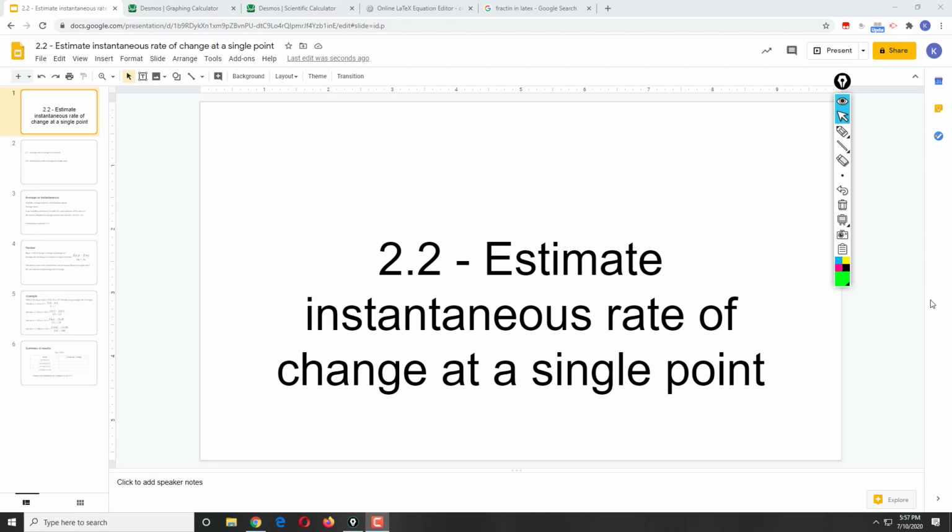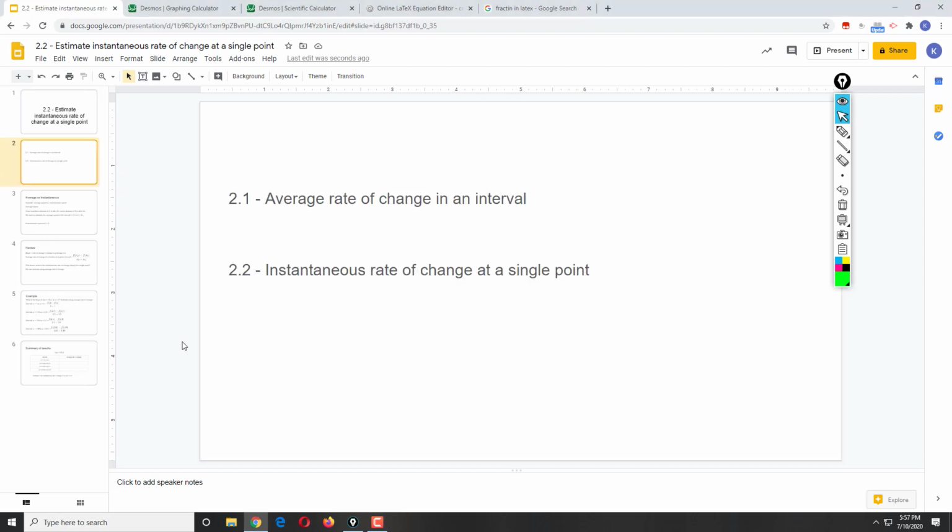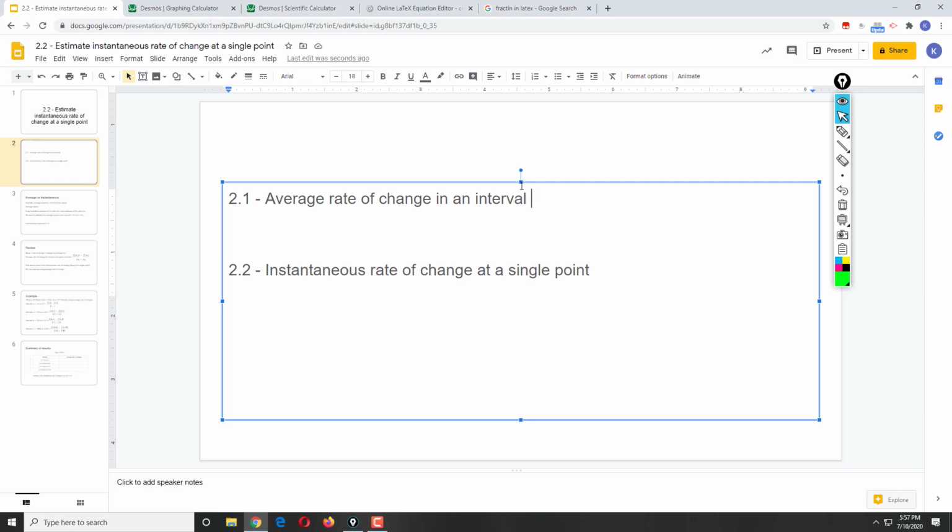This is Unit 2, Lesson 2. Estimate the instantaneous rate of change of a function at a single point. In our last lesson, 2.1, we calculated the average rate of change of a function in an interval. So for example, an interval might be from x equals 3 to x equals 5. That's an interval.